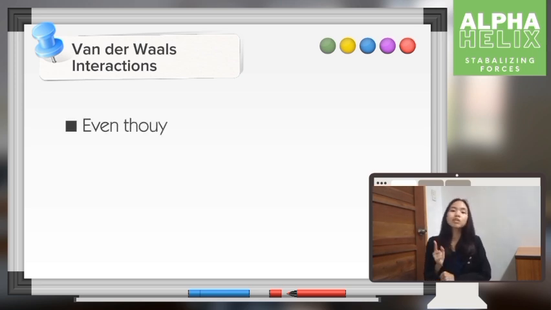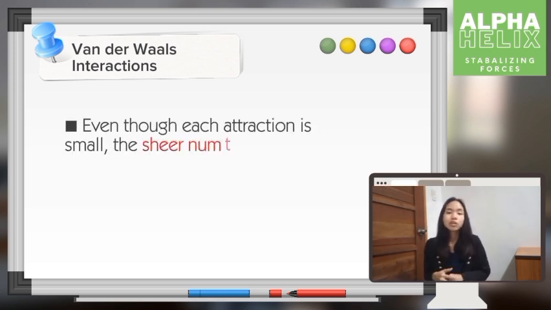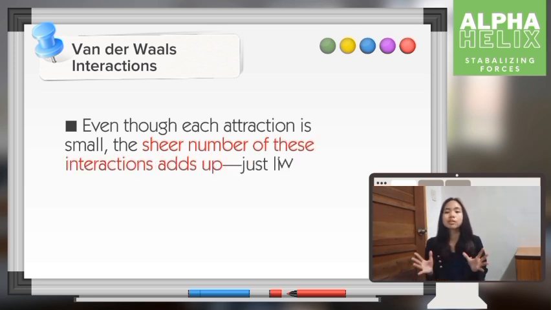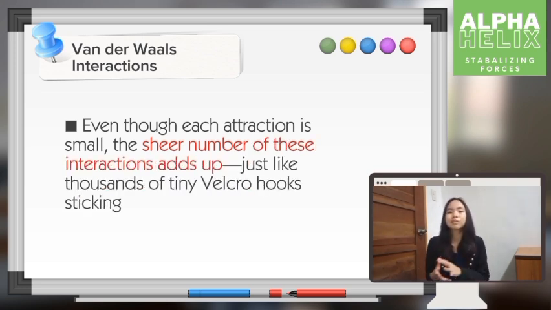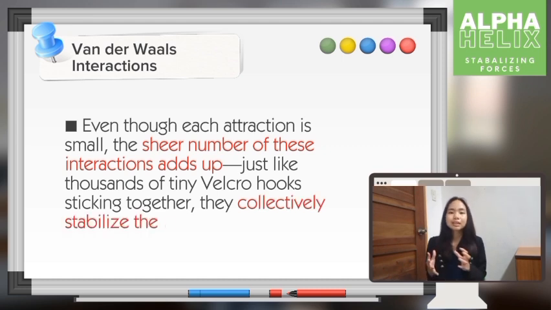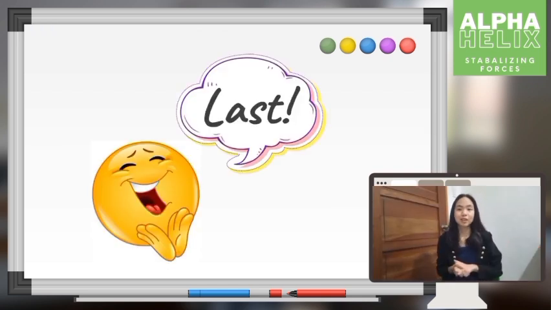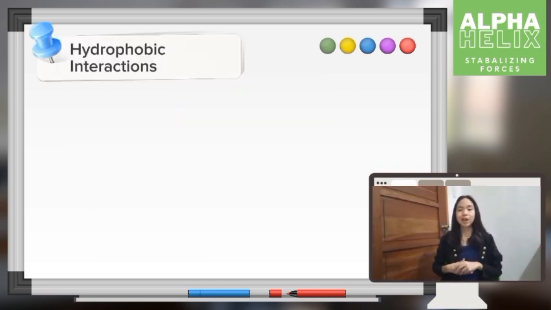So even though each attraction is small, the sheer number of these interactions adds up, just like thousands of tiny Velcro hooks sticking together, so they collectively stabilize the protein structure. So our last stabilizing force is the hydrophobic interactions.